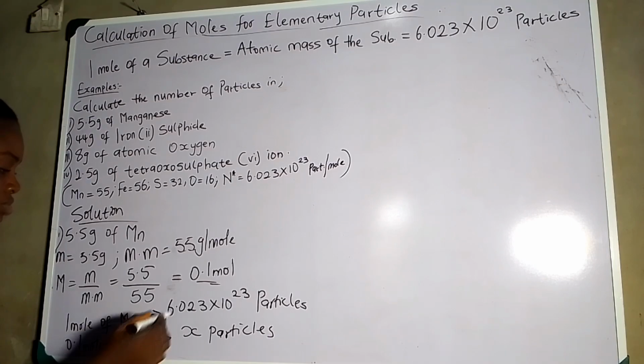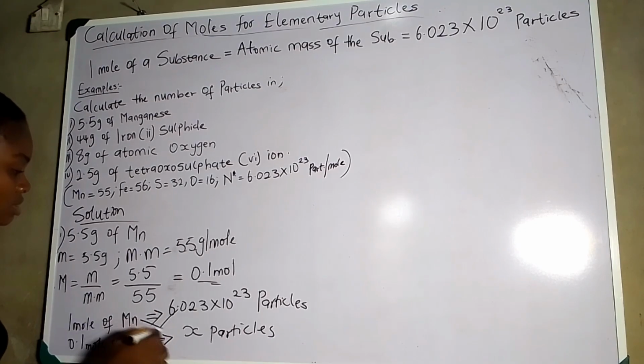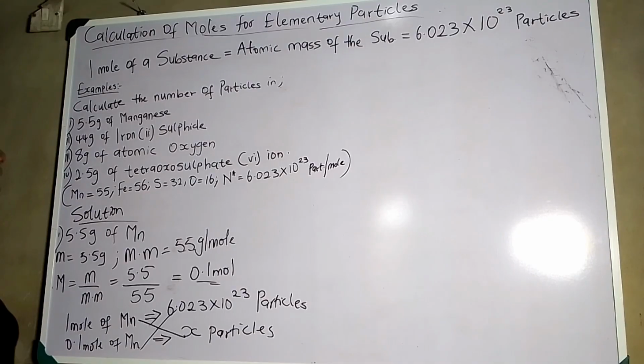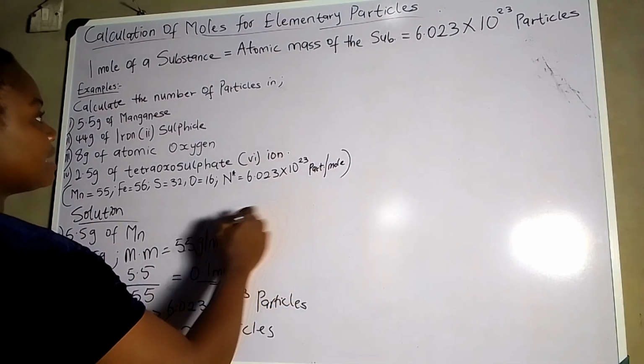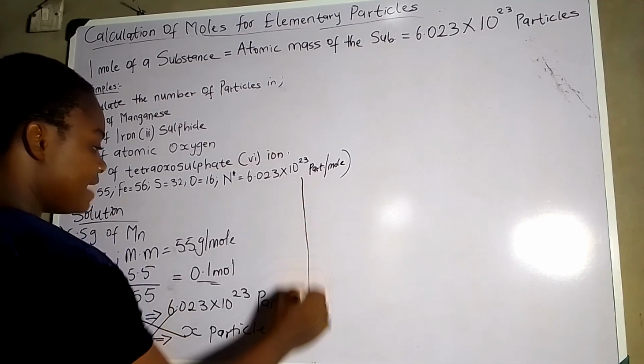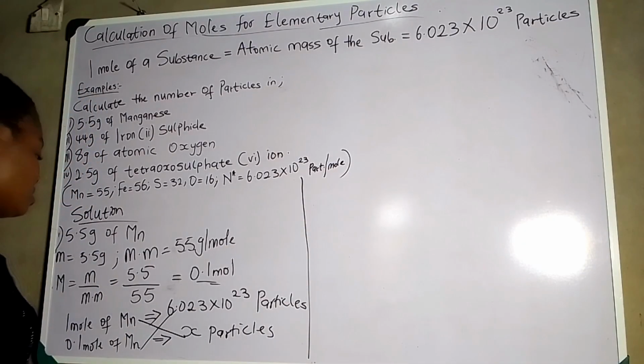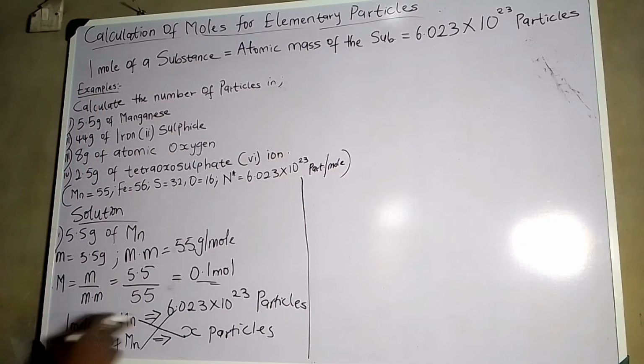What are you going to do? You simply cross and do what? Multiply. Now, let's finish solving it. You can now say 1 times X, 0.1 times 6.023 exponent 23, okay? So for clarity's sake, I'm going to divide my board here and finish up the solving, okay? Now, we say 1 times X.